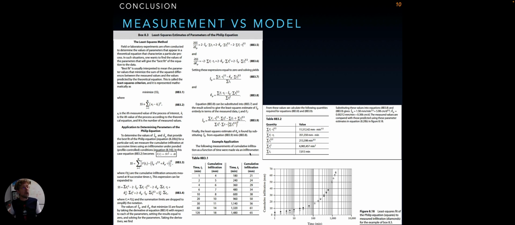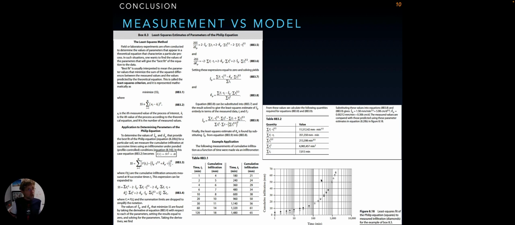So this is a mathematical solution, but the best way, the most simple way, is to do a graphical solution. Again, this is a cumulative infiltration. This is a Phillips equation. So through the graphical approach, it's much easier to solve.